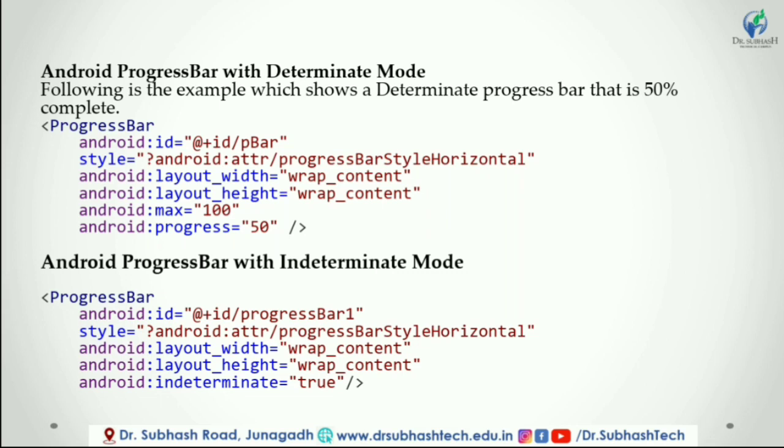Generally we use the determinate progress mode in a progress bar when we want to show the quantity of progress that has occurred. For example, the percentage of file download and number of records inserted into a database, etc. To use determinate progress, we need to set the style of the progress bar to Widget.ProgressBar.Horizontal or progressBarStyleHorizontal and set the amount of progress using the android:progress attribute. Following is the example which shows a determinate progress bar that is 50% complete.